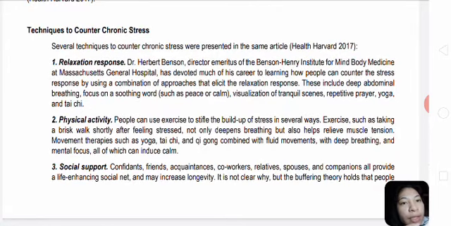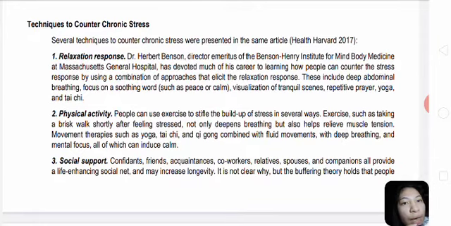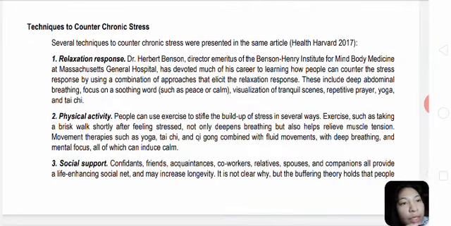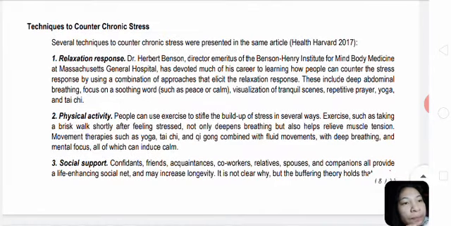Physical activity. People can use exercise to stifle the build-up of stress in several ways. Exercise such as taking a brisk walk shortly after feeling stress not only deepens breathing but also helps relieve muscle tension. Movement therapies such as yoga, tai chi, and qigong combine fluid movements with deep breathing and mental focus, all of which can induce calm.